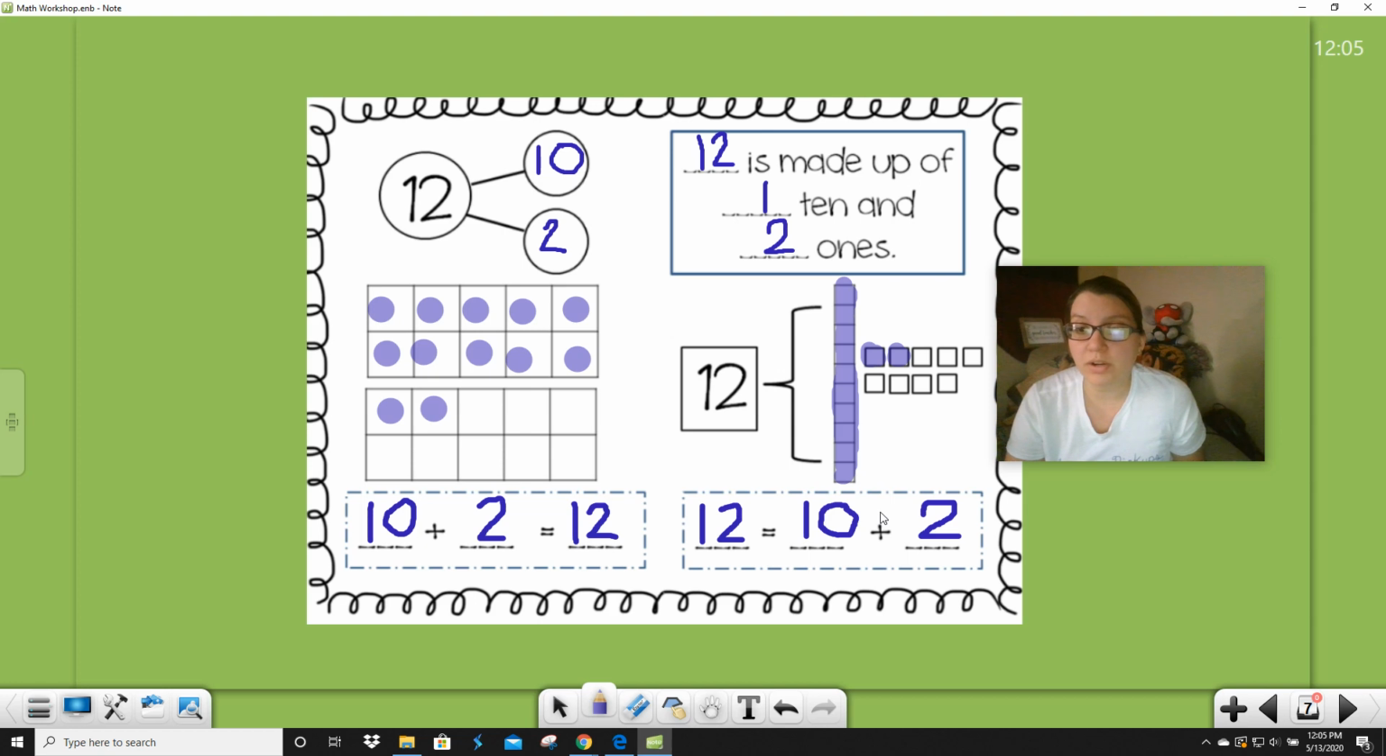If you do that and you want to send a picture to me of what 12 things you find, that would be awesome. You can have your mom or dad or grandma or grandpa take a picture of it and then they can email it to me if you want to. And I can see your pile of 10 and 2, okay, to show how to make 12.